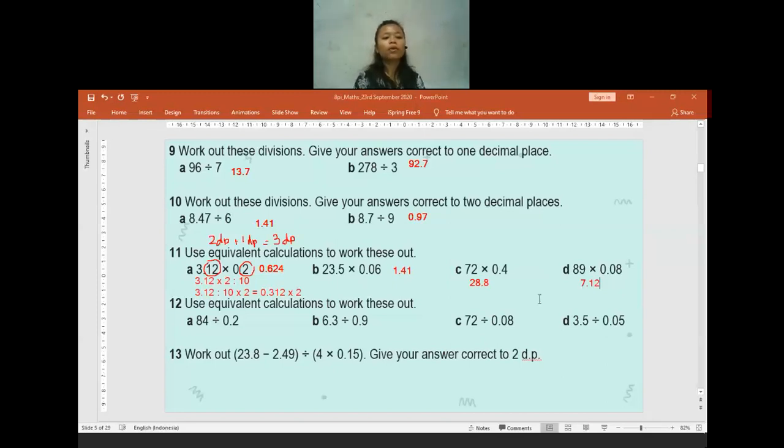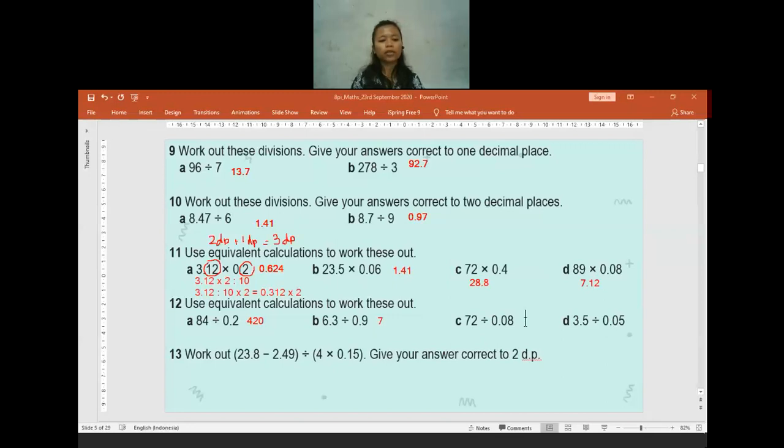We have 84 divided by 0.2. How many will it be? Correct. It will be 420. Because when we divide the number by a decimal number, the decimal point will move to the right. It means the result will be bigger. Now we have 6.3 divided by 0.9. How many will it be?